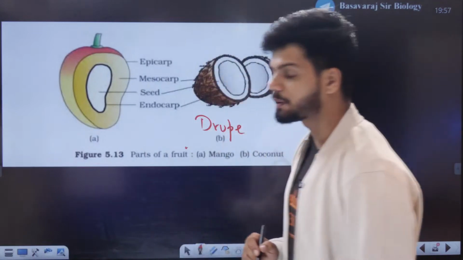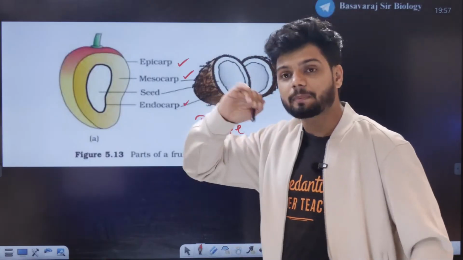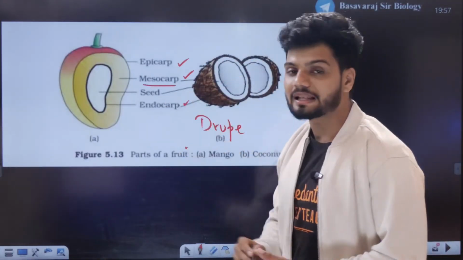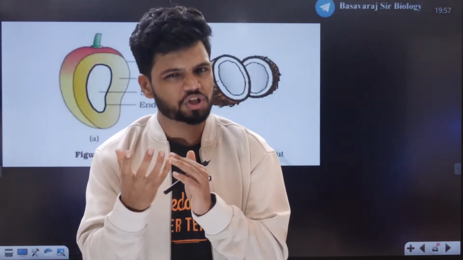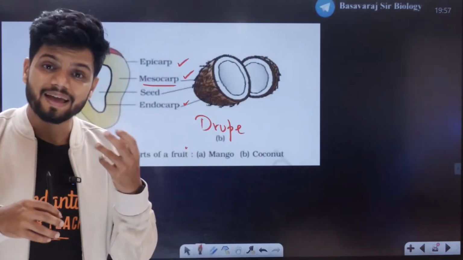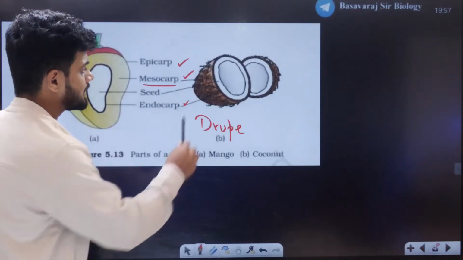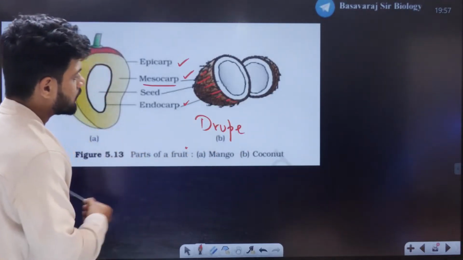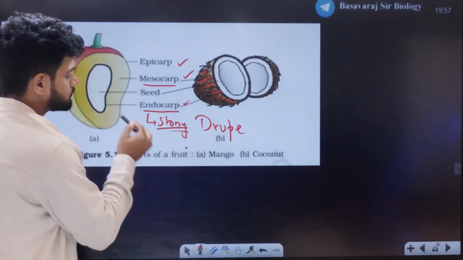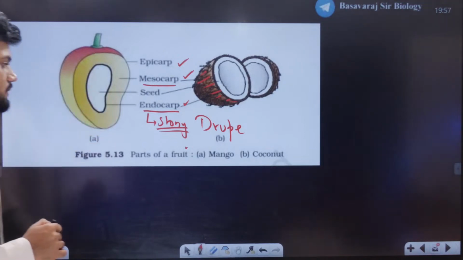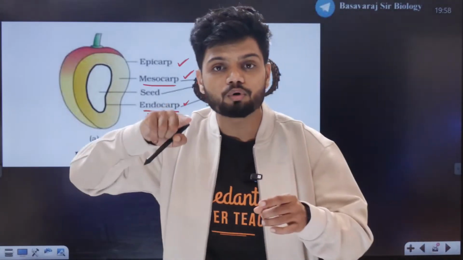Now the entire pericarp is divided into 3 main layers: epicarp, mesocarp and endocarp. Epicarp is the outermost layer. Mesocarp is the middle layer. Mesocarp can be of 2 types: fleshy in the case of mango, or fibrous in the case of coconut. This entire thing is the mesocarp. The inner layer is called endocarp. Endocarp is stony. Then there is the seed. It develops from a monocarpellary superior ovary.